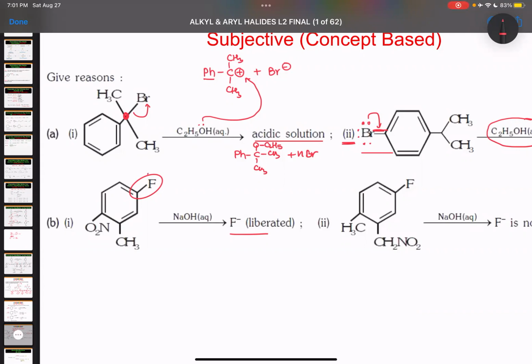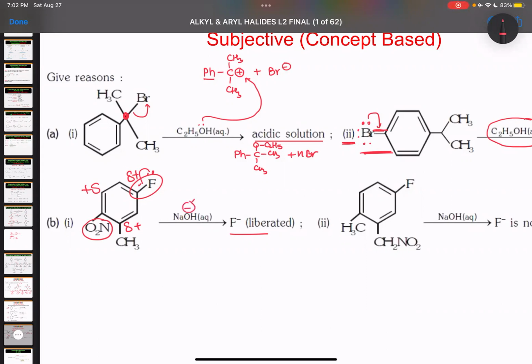Here also the F is participating in resonance. Is it clear? But still the F is able to separate out from the benzene ring, but in this case the Br was not able to come out. The reason is the NO2 group. The NO2 group brings in positive charge at the ortho and para position, and this makes it very reactive. The fluorine can get substituted very easily.